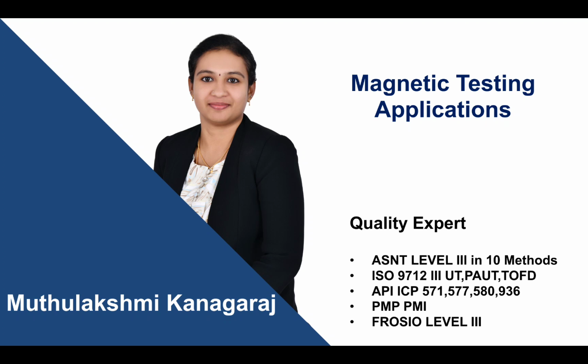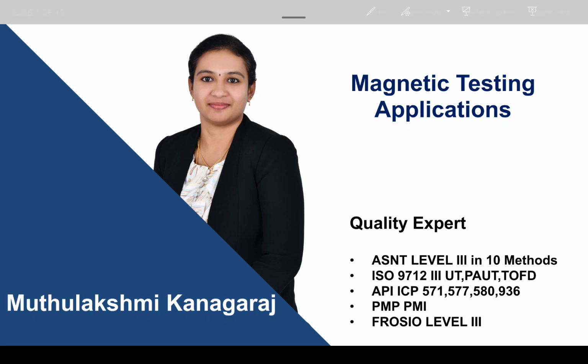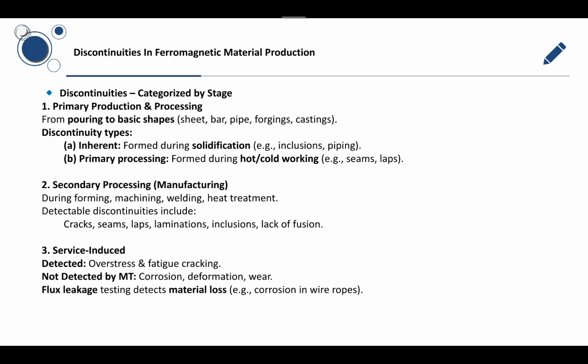Our focus today is on discontinuities in ferromagnetic material production, which we can categorize into three main stages. Let's start our session. So, the three main stages are primary production and processing, secondary processing, and service induced. Let's break these down in detail.